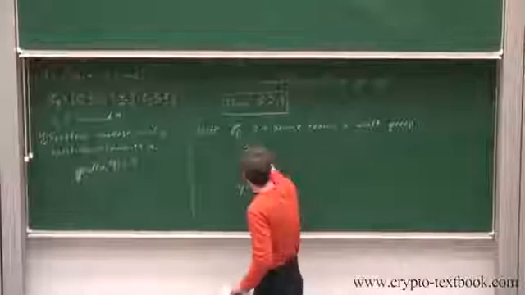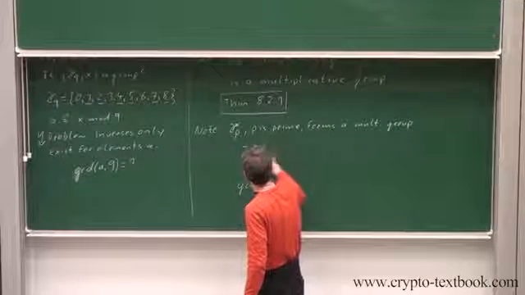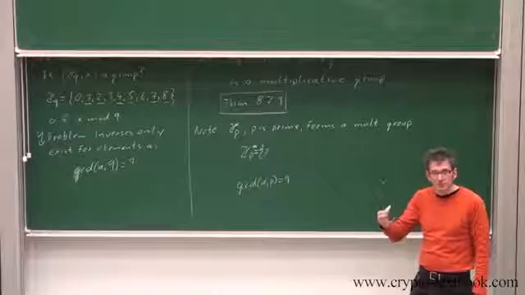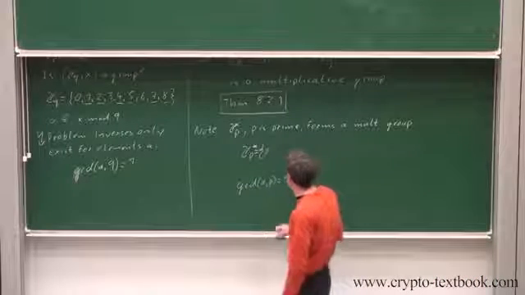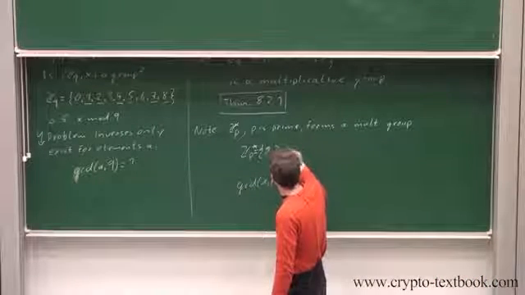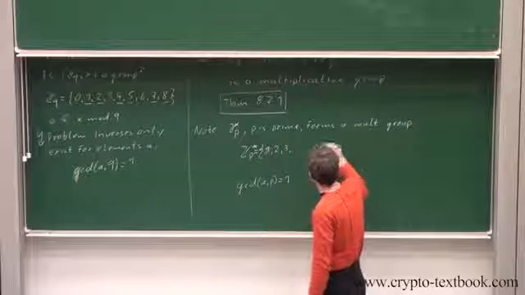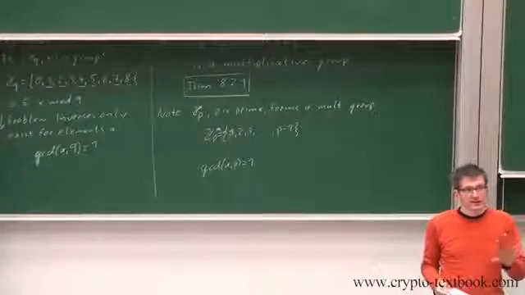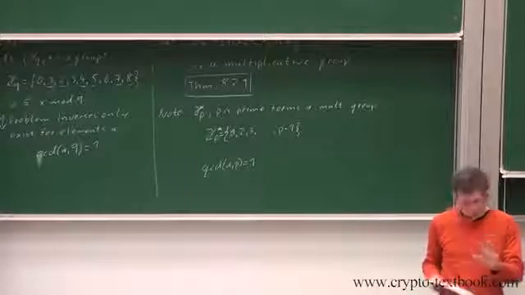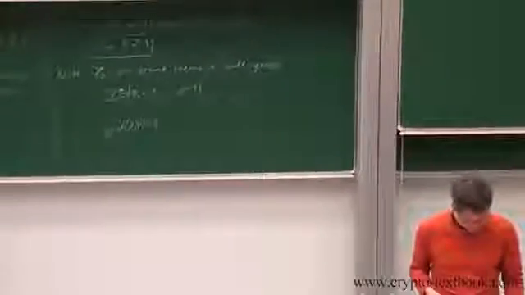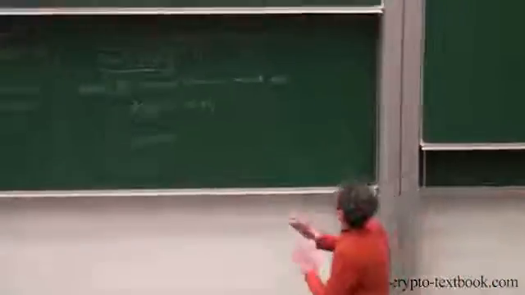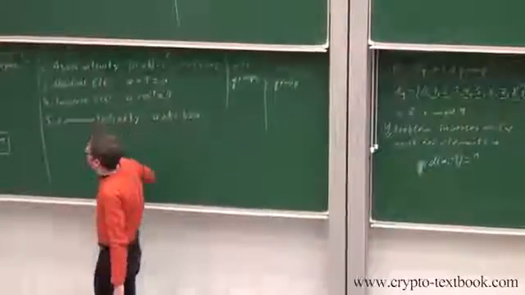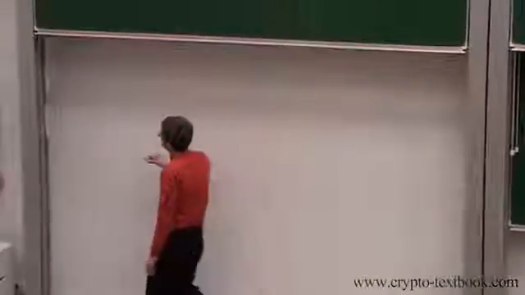That means Z p star, so prime groups, always start with the 1 and then have all integers included up to p minus 1. Okay? Very, very, very important. Not difficult, just important. Important for your web browser. So, this was a very brief, very dirty, unmathematical introduction to groups, to finite groups.